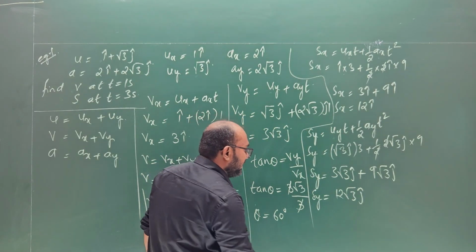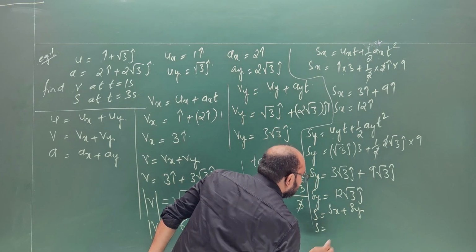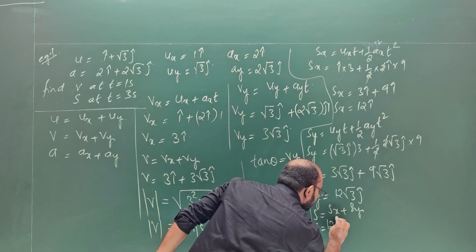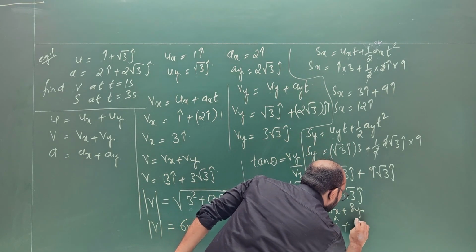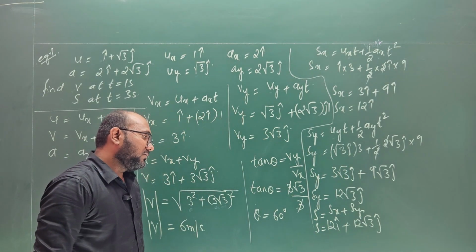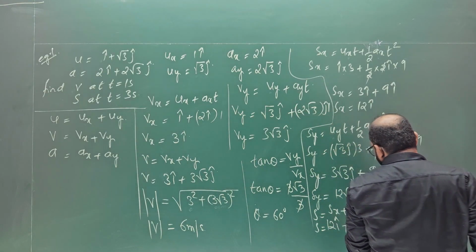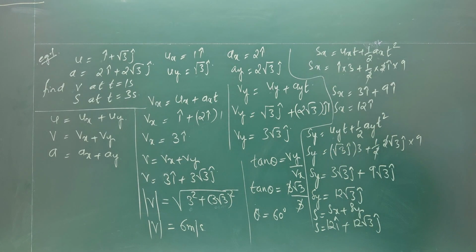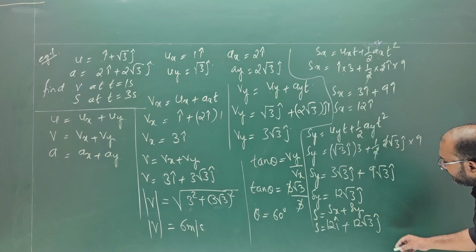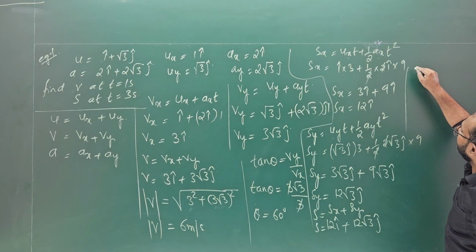So S can be written as Sx plus Sy, or S is equal to, Sx, how much is it? 12 i cap plus 12 root 3 j cap. And if they are asking the magnitude, we can substitute again 12 squared, that is 144, and substituting 12 into 3, that is 144 into 3, substitute that and calculate the value. And similarly, if they are asking the value, I will write here, calculate yourself.